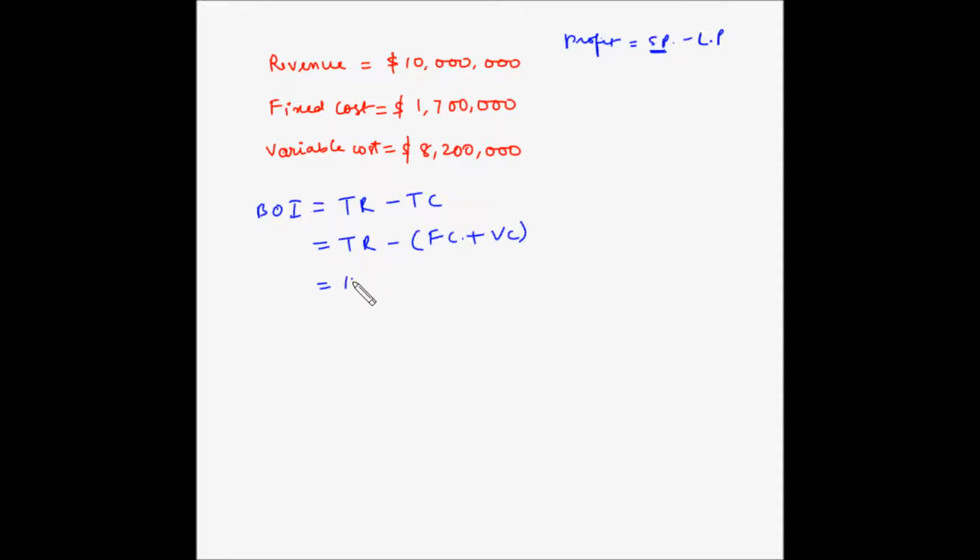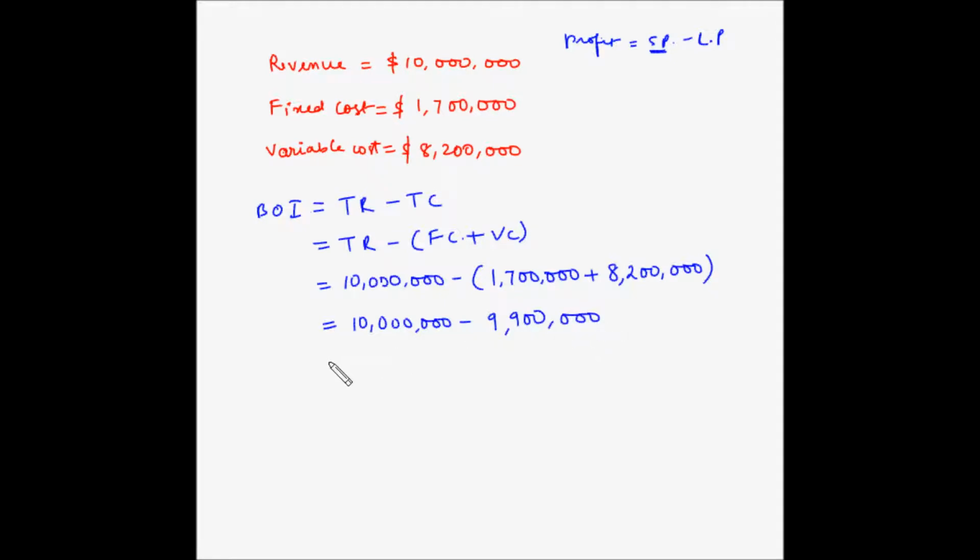So this is equal to $10 million minus fixed cost, which is $1.7 million, plus the variable cost, which is $8.2 million. So this is equal to $10 million minus, and this is 7 plus 2 is 9 and 8 plus 1 is 9, so this is equal to $100,000. So this is the current budgeted operating income based on these numbers.